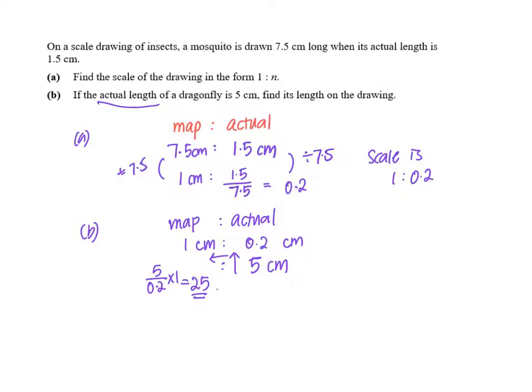cm, right? Yes. The scale of a car drawing is 1 is to 20. So what do we start with? Yeah, map and actual. Map is 1 is to 20. There's no units here, so we start off with cm. Find the actual length and width.